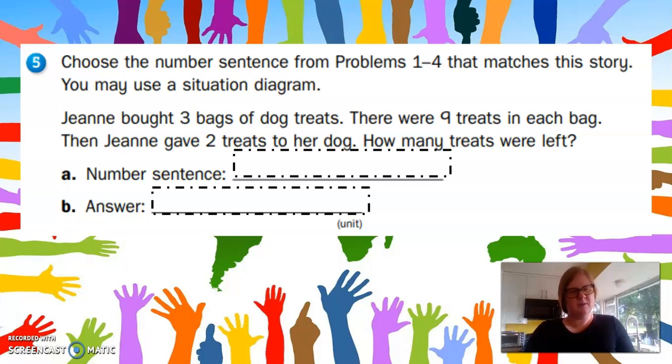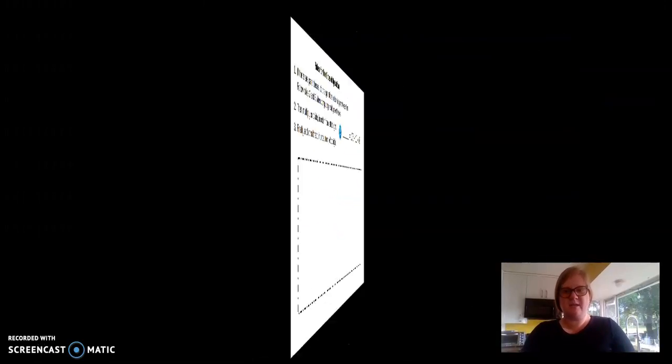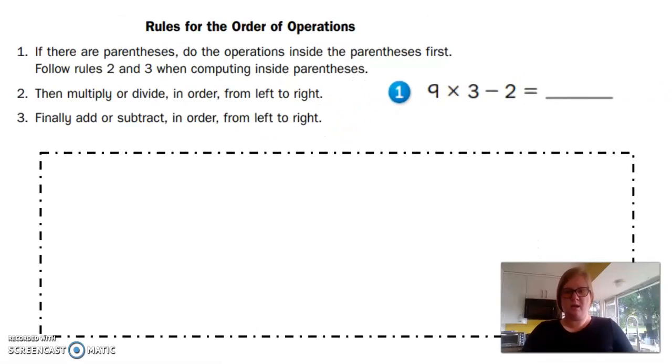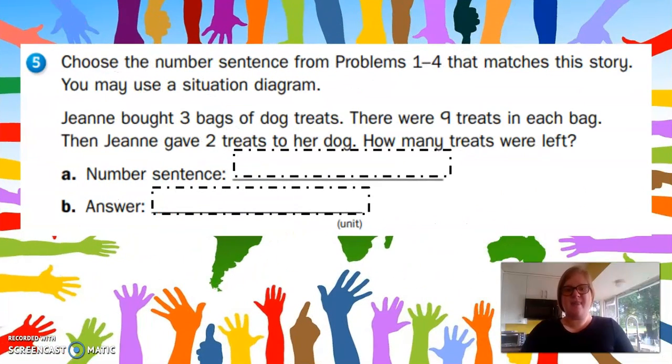Jean bought 3 bags of dog treats. There were 9 treats in each bag. Then Jean gave 2 treats to her dog. How many treats were left? So you need to go back and look at problem 4, 3, 2, or 1 to say which of those problems is the one that fits this story. So then you're going to click inside of this box to tell me the number sentence, and then you're going to click in here to tell me the answer.